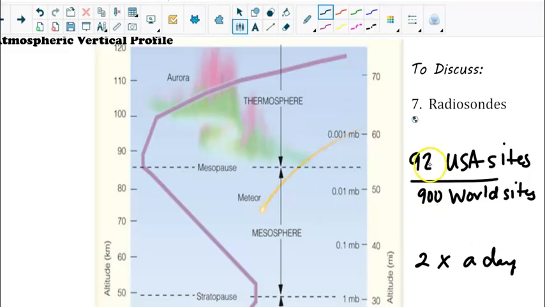Okay, so we learned from that video that there are 92 sites in the United States out of 900 worldwide. Okay, and they do it 2 times a day.